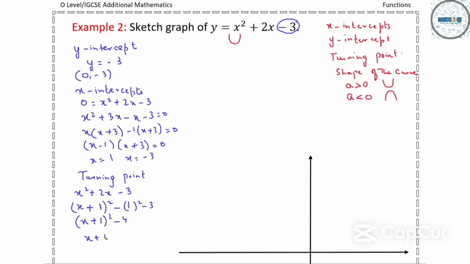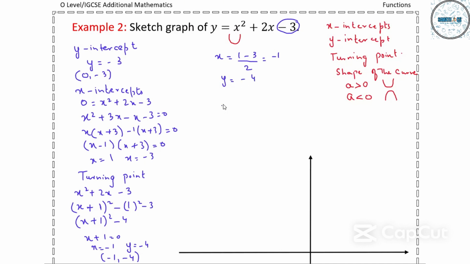When we equate that x plus 1 to 0, we will get x is equal to minus 1. And when we substitute minus 1 over here, then we will get y value as minus 4. So we have minus 1 comma minus 4, the coordinates of turning point. Another method is that we add the values of x-intercepts and we divide it by 2. We'll get here minus 1. And when we substitute minus 1 in the expression, we will get the value of y as minus 4.